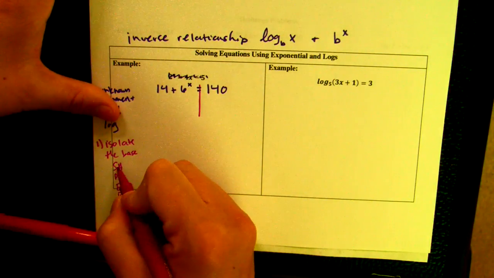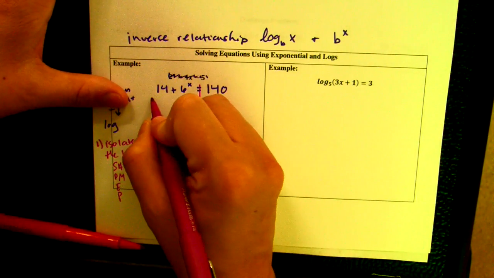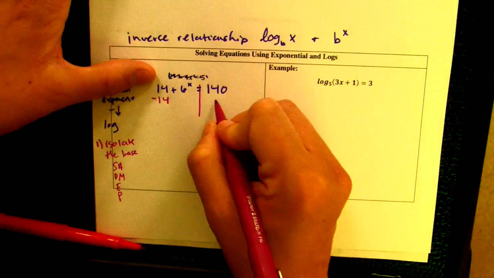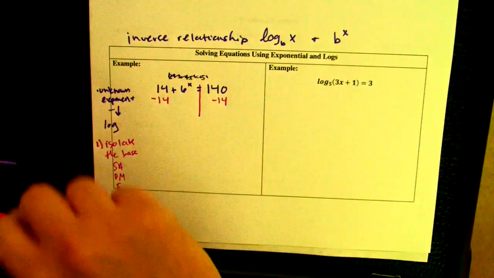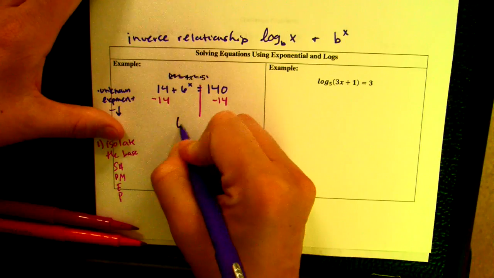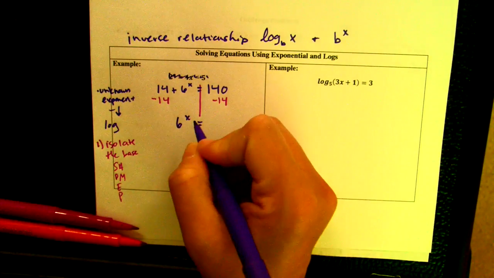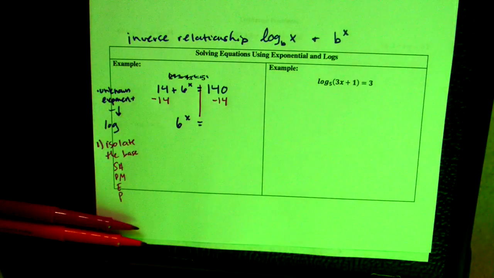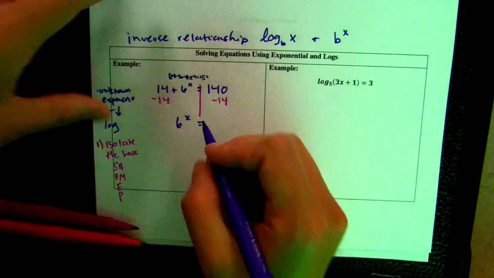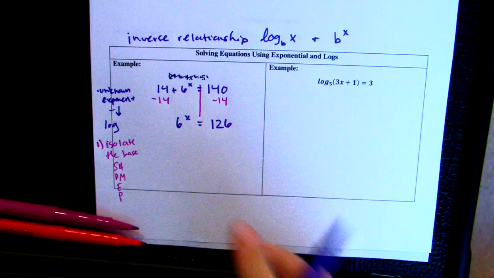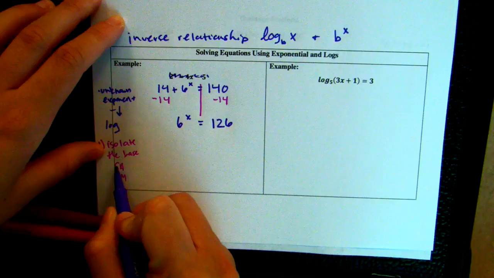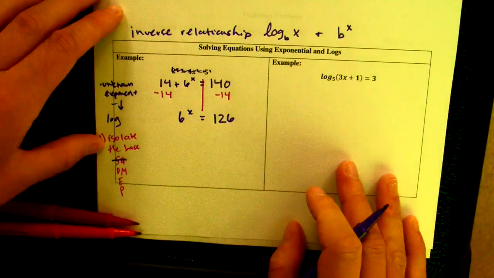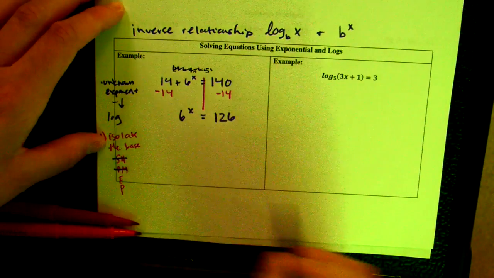So first thing I look for is any addition or subtraction, which I see. If I see a positive 14 on this side, I'm going to subtract 14 on both sides of the equation. It's going to give me 6 to the power of x is equal to 140 minus 14, which is 126. Okay. Now I did all my subtraction and addition. I don't see any division or multiplication.